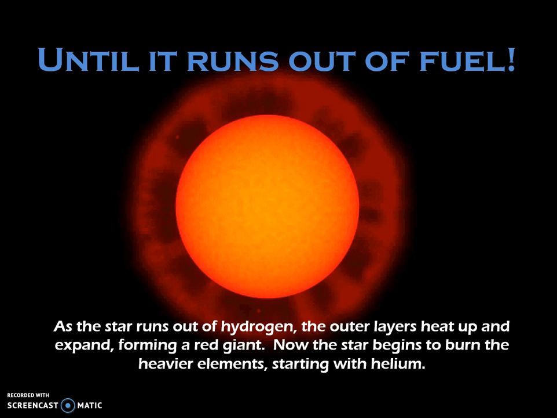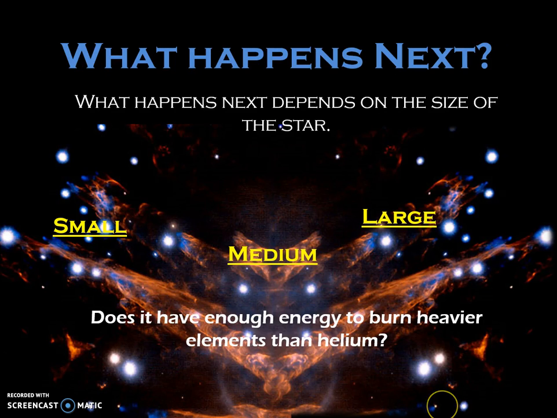Now the star begins burning the heavier elements, and next heavier than hydrogen is helium. Let's see, hydrogen, helium, lithium, beryllium. We are ready to fuse two heliums to make a beryllium. What happens when the star runs out of helium? Well, what happens next depends on the size of the star, to answer the question, does it have enough energy to burn heavier elements than helium?